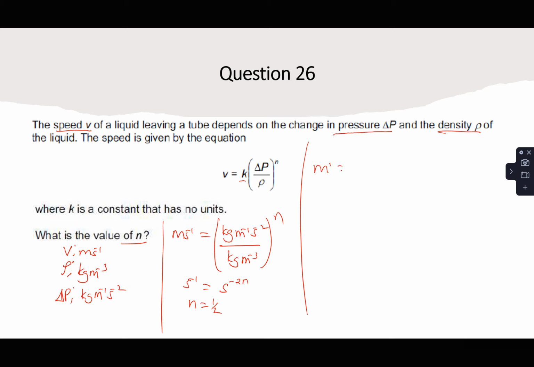Alternatively, I would also have taken m. m power 1 on the left is equal to, on the right, I have m power negative 1 divided by m power negative 3. You subtract the powers. m power negative 1 minus negative 3 becomes m power 2. Yes, you subtract the powers. But again, it is raised to power n, so it becomes m power 2n. That means when I equate the powers, still n becomes a half. So I have found n.